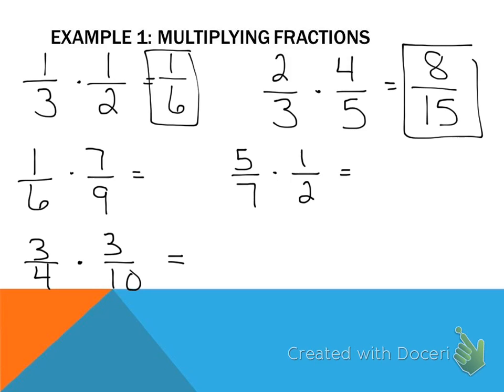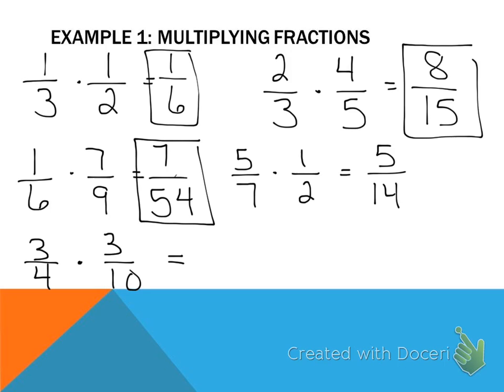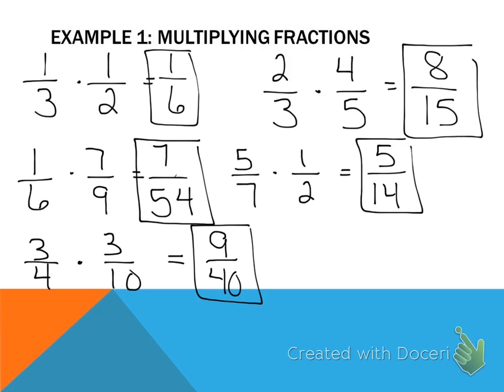8/15. Very good. 1/6 times 7/9. 7/54. 5/7 times 1/2. 5/14. Very good. And 3/4 times 3/10. All right, who got them all? Okay, very good. Now in example 2, now we're multiplying fractions by whole numbers.